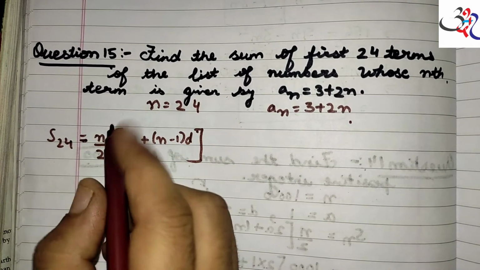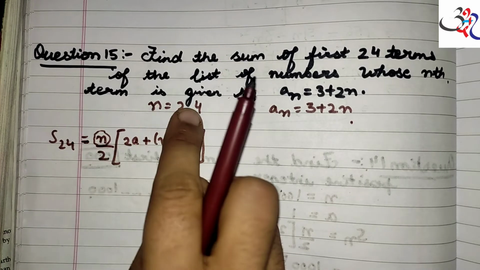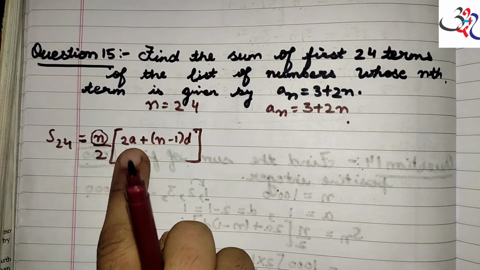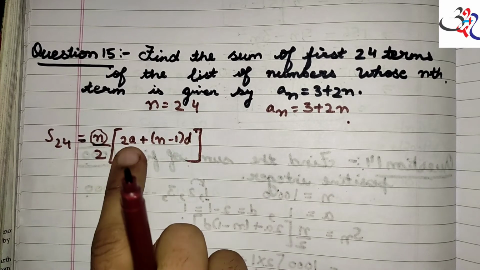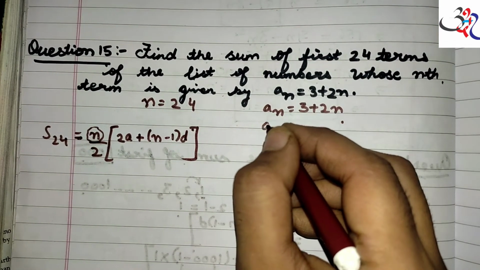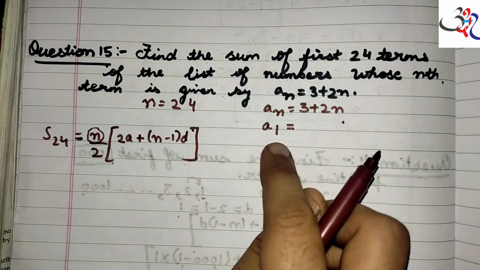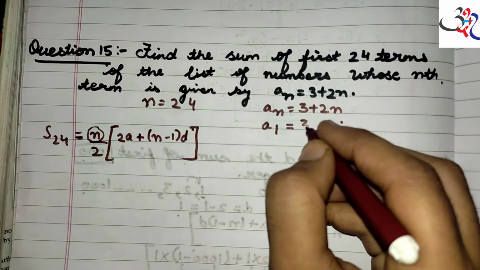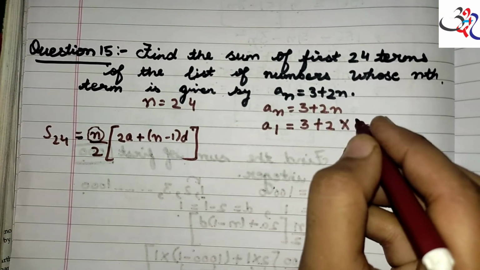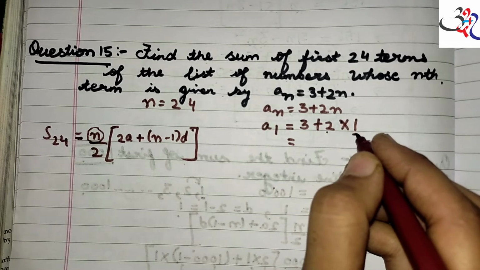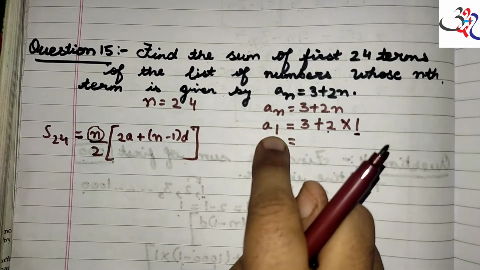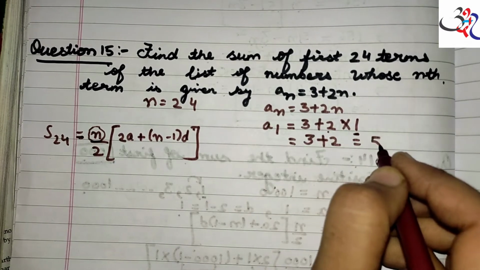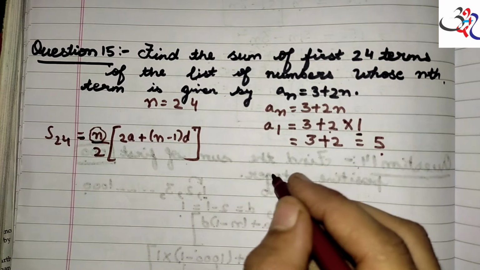So to find the sum, what we need is n. We know that n is equal to 24. We need a and d, but we do not know the values of a and d. So we will find the values of a and d from here. We will find the first term and the second term, and then take the difference between them. So this will be 3 plus 2 into 1, because n is 1, since I am finding the value of the first term. So my answer will be 3 plus 2, which is equal to 5, right?